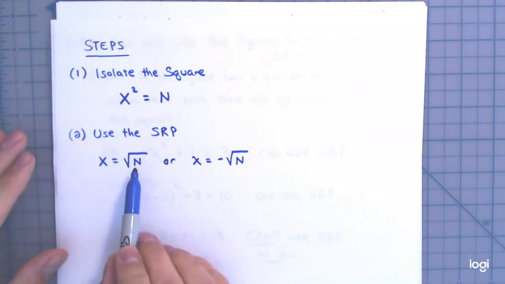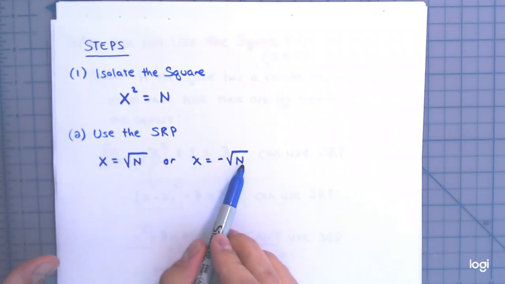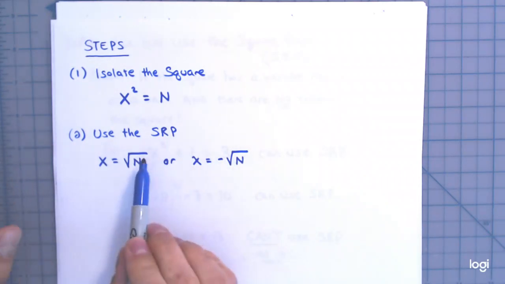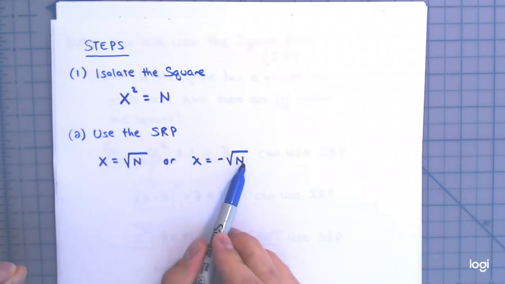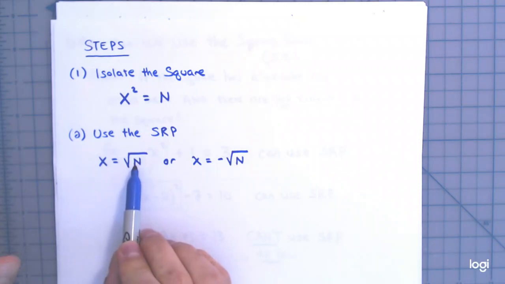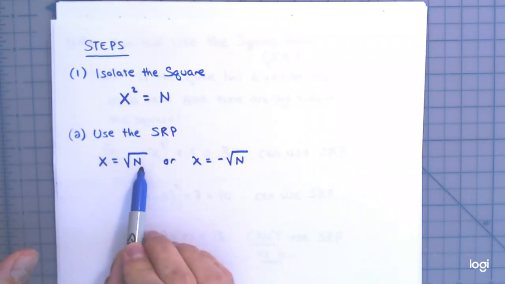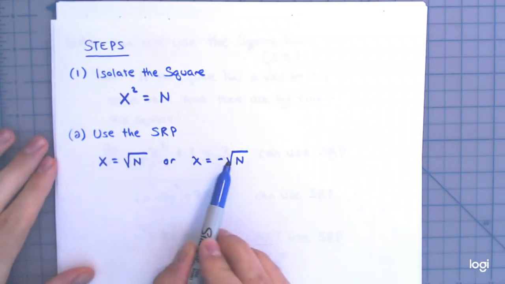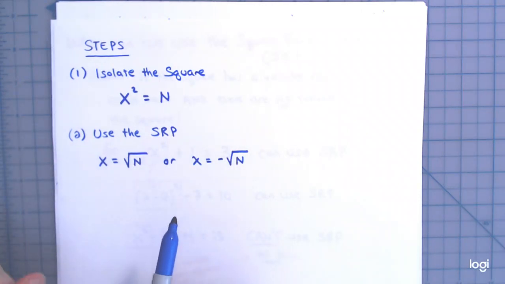And remember what I said earlier, if n is a positive number, these are two real numbers. If n is a negative number, these are two pure imaginary numbers. And if n is 0, you don't need to write both, because if n is 0, both of these are 0 and you just have x equals 0.